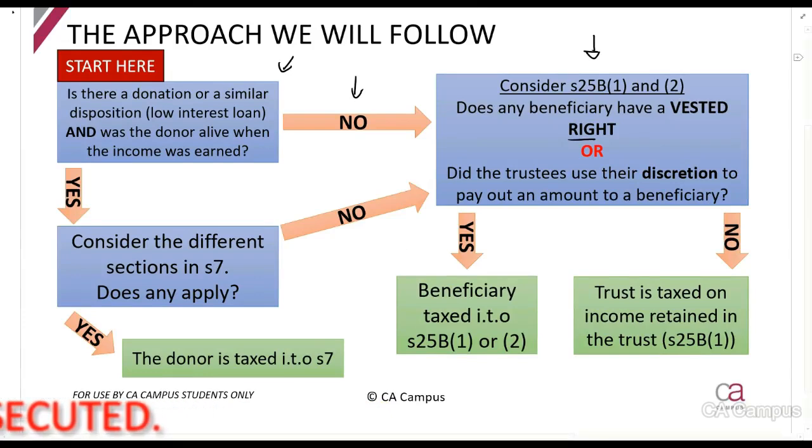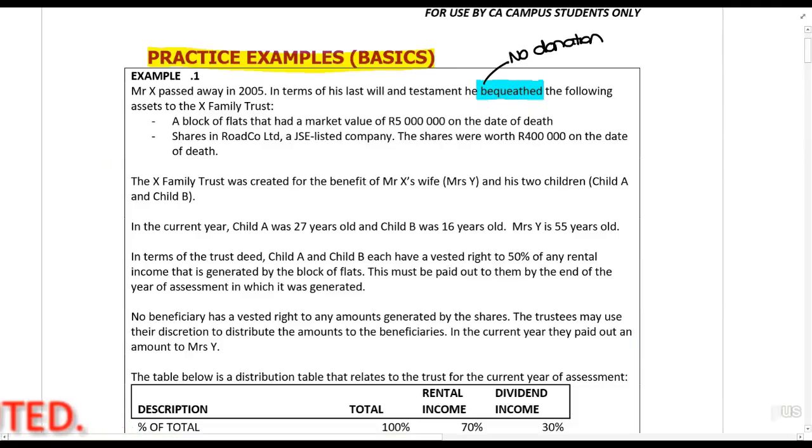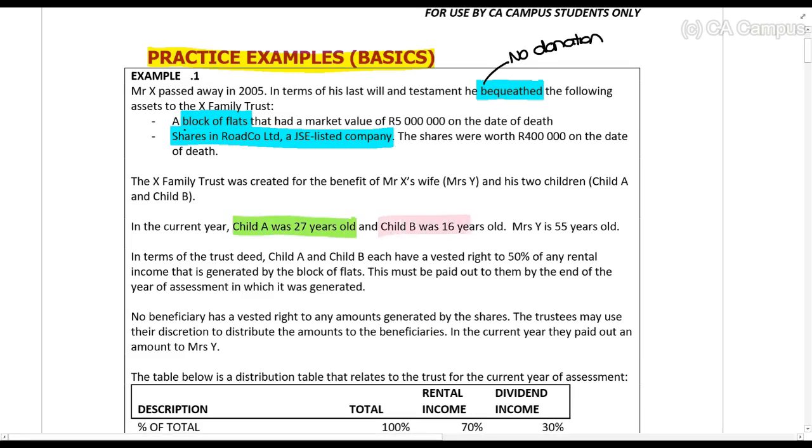It says there was a block of flats that had a market value of 5 million rands and shares in this company which are worth 400,000 rands. They tell you that the X family trust was created for the benefit of Mr. X's wife, which is Mrs. Y, and his 2 children, child A and child B. In the current year, child A was 27 years old and child B was 16 years old.